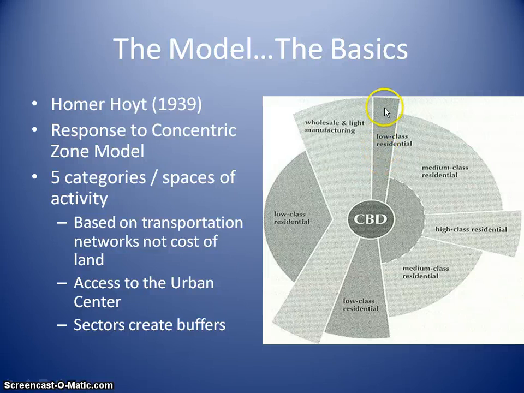That's because he believed there was a network of transportation of some kind that would run itself down the middle of the wedge and allow these areas to build up around that. We'll talk more about that in just a second. Again, so it's based upon transportation networks and not necessarily the cost of the land. Each of these wedges allows for the individuals to gain access to the central business district, with the exception of this low-class residential area, and we'll talk more about that in just a second. Now, the other thing we notice is that each of these sectors creates a buffer. You see that the sectors actually separate different activities from others, and again, we'll talk about that in just a second. So those are some of the basics of the model, and we'll go to the next slide so we can get a little bit larger view.